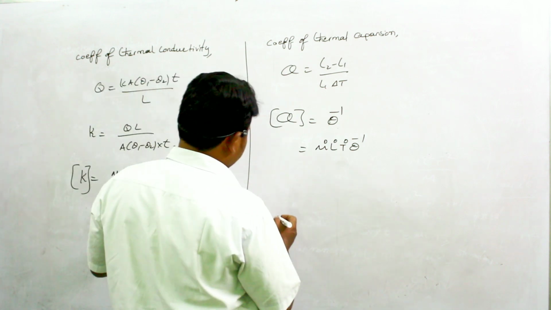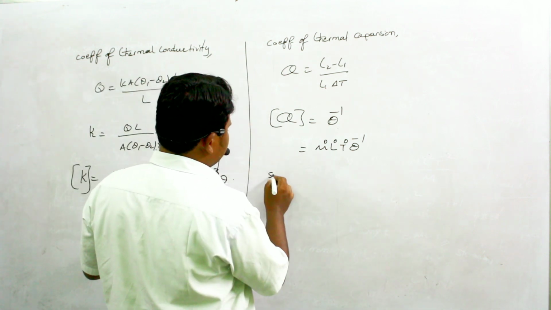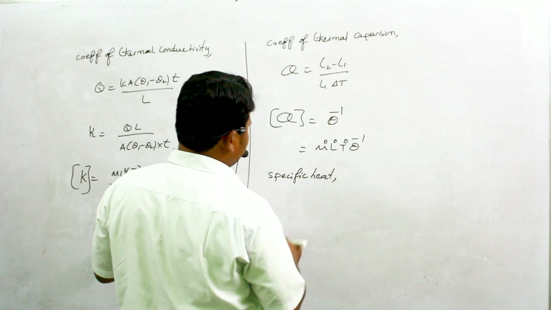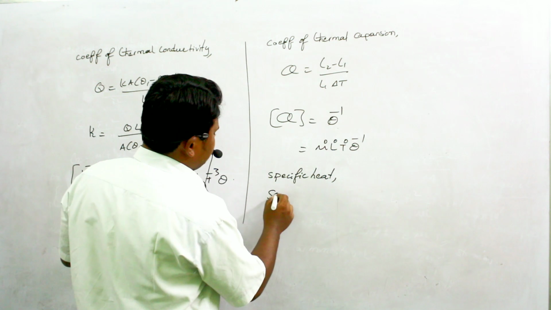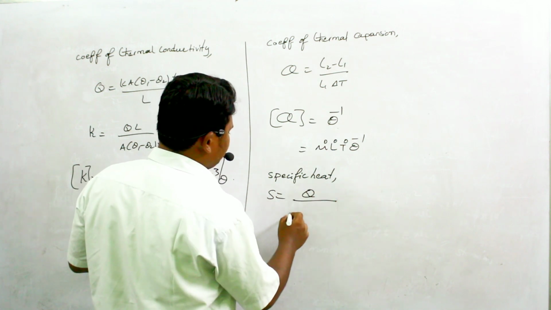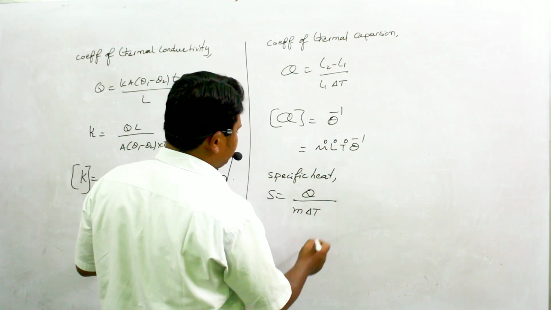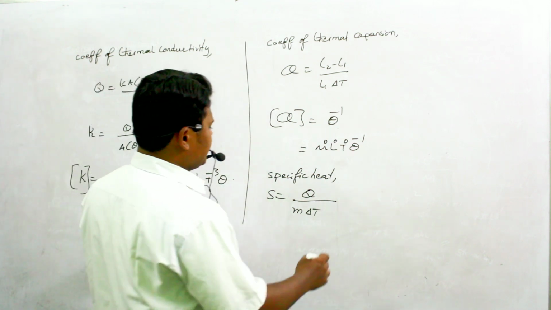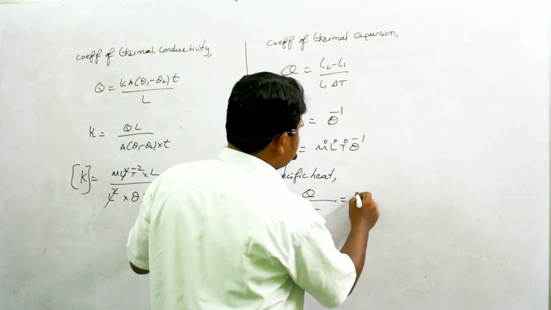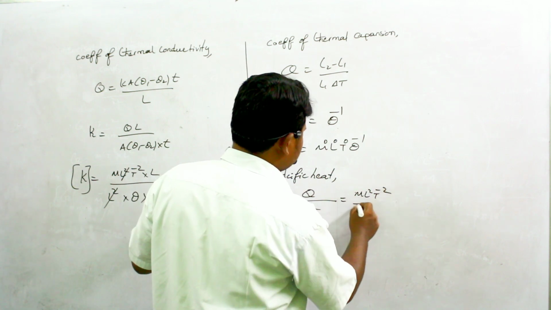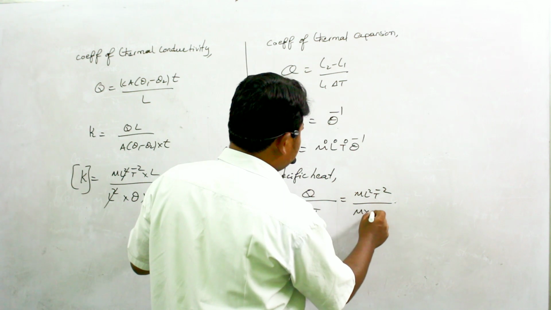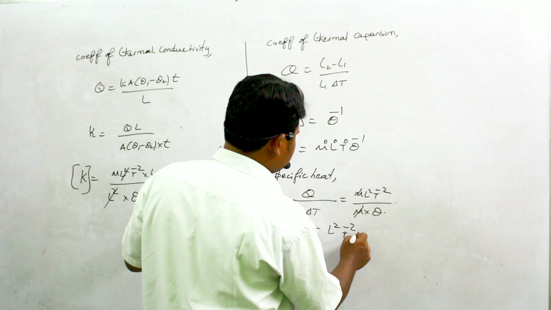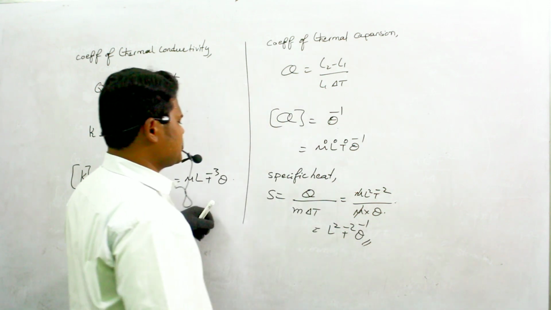Similarly, let us see the dimension of specific heat. How can we define specific heat? S equals the amount of heat required to raise the temperature of a unit mass of a body by a unit rise in temperature. So S equals Q by MΔT. Q can be written as ML² T⁻² divided by M into θ. So M gets cancelled. So L² T⁻² θ⁻¹ should be the dimension of specific heat.